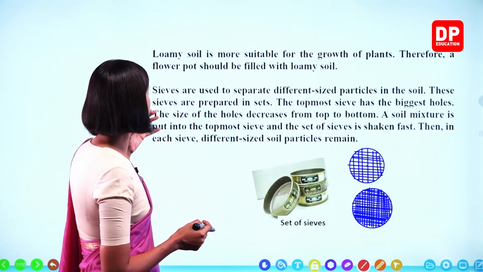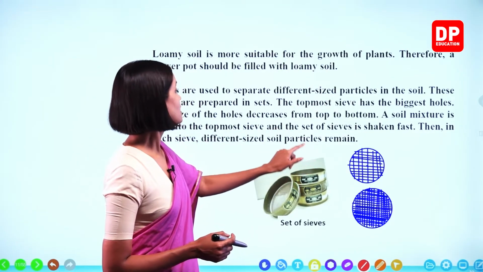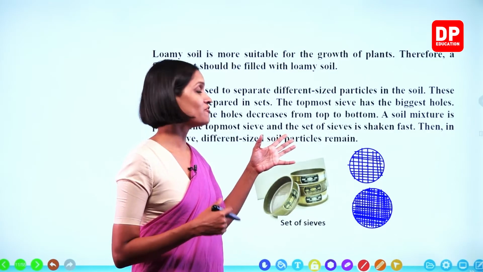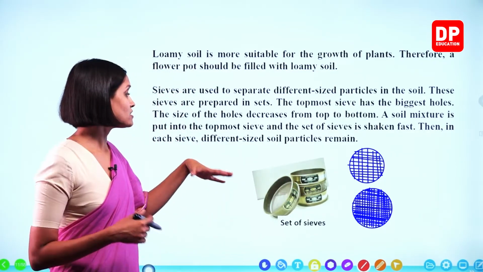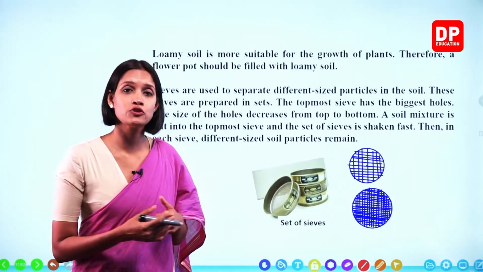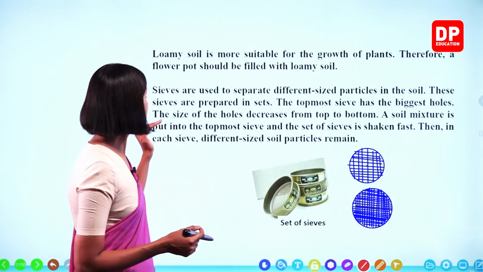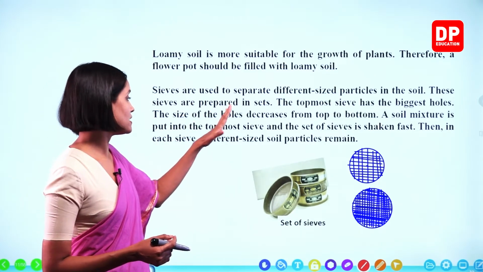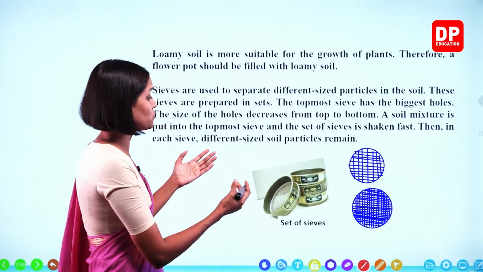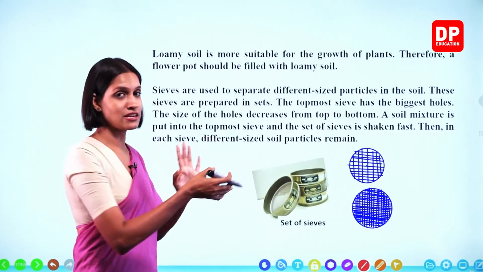The soil mixture is put into the topmost sieve and the set of sieves is shaken fast. Electric sieve shakers are also there. We can do this manually as well, okay? Then in each sieve, different size soil particles remain. So let's say you put the entire soil sample.